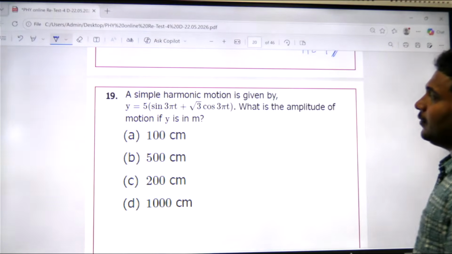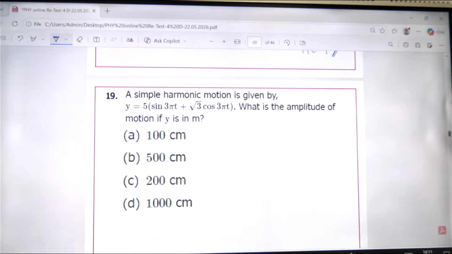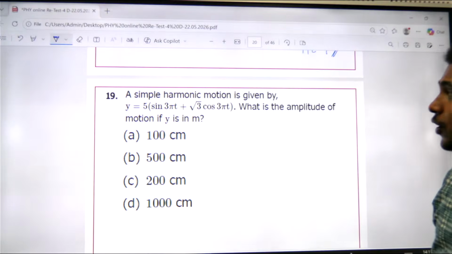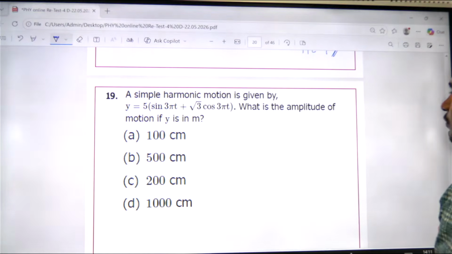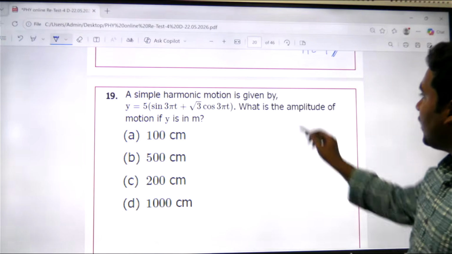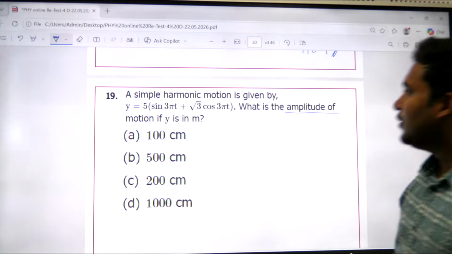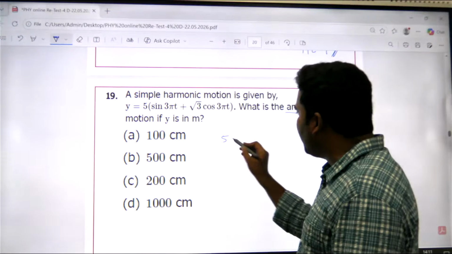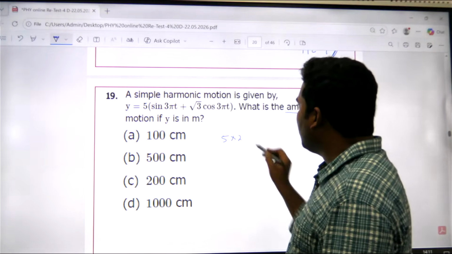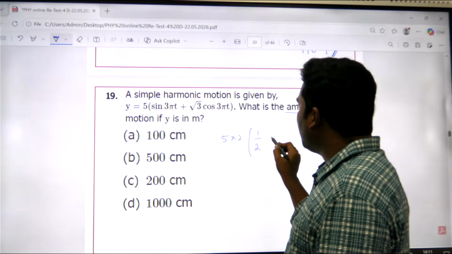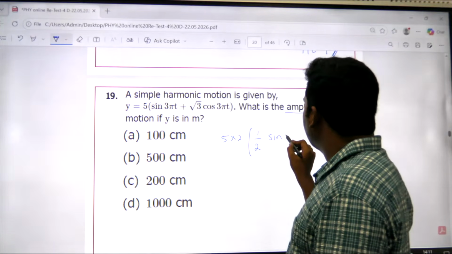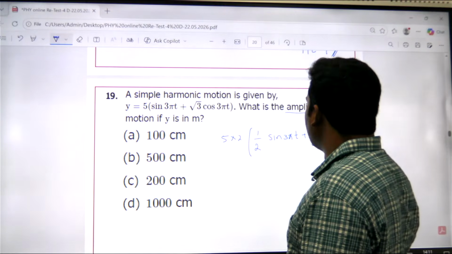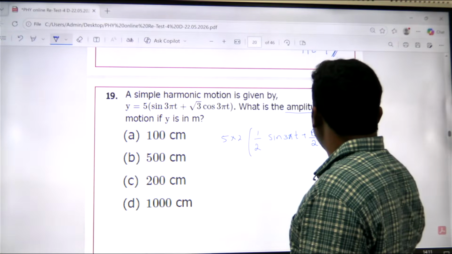Going for question number 19. The simple harmonic motion is given by y is equal to 5 of sine 3 pi t plus root 3 cos 3 pi t. What is the amplitude of motion if y is in meters? He's asking simply the amplitude. So, can I simply multiply and divide this by 2? It will be 10 into 1 by 2 into sine of 3 pi t plus root 3 by 2 into cos of 3 pi t.